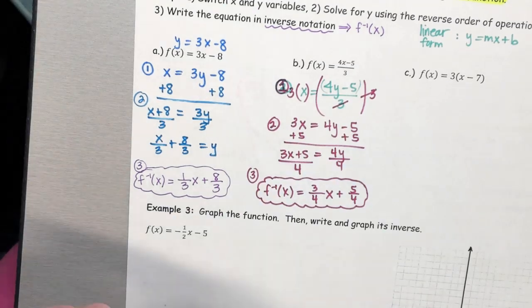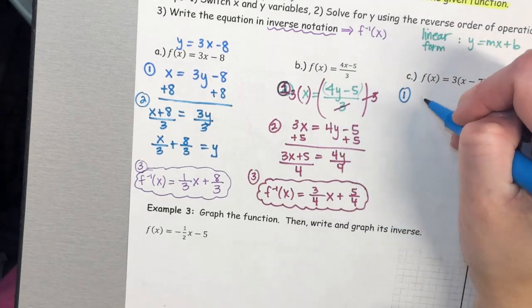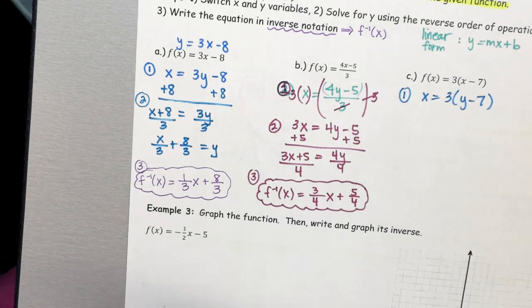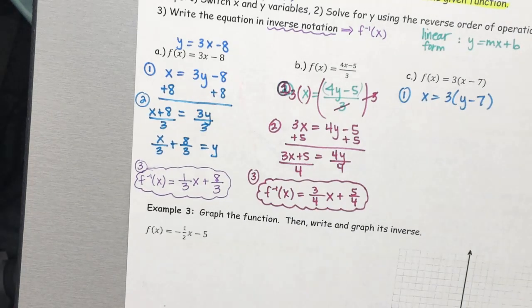So your first step is the same no matter what. You have x equals 3, y minus 7. And then I just want you to solve that however you feel is correct. Okay, there's 2 correct paths. You have to choose your own adventure.